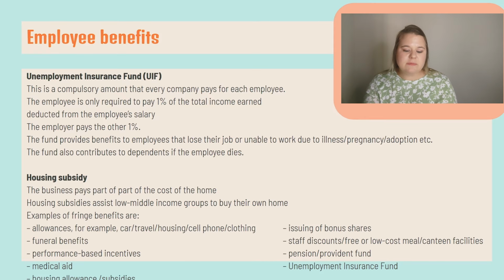The fund provides benefits to employees that lose their job or are unable to work because of illness, pregnancy, or adoption. The fund also contributes to dependents if the employee dies. Housing subsidy. Businesses pay part of the cost of the home. Housing subsidies assist low to middle income groups to buy their own homes. Examples include allowances like car allowances, funeral benefits, performance-based incentives, medical aid, bonuses, and so on.